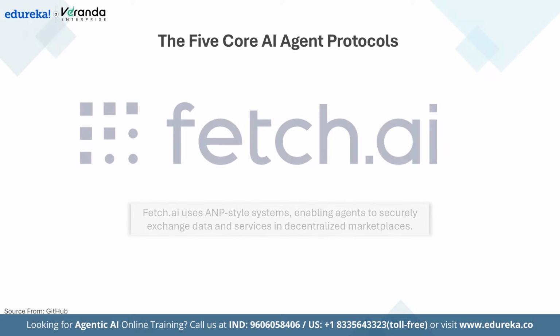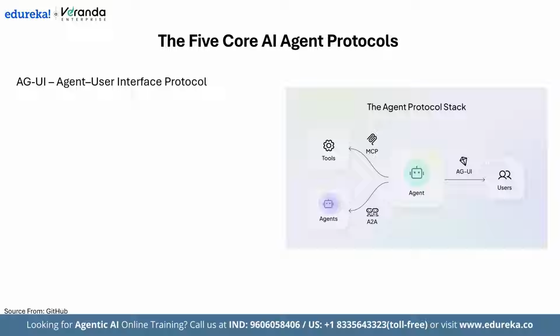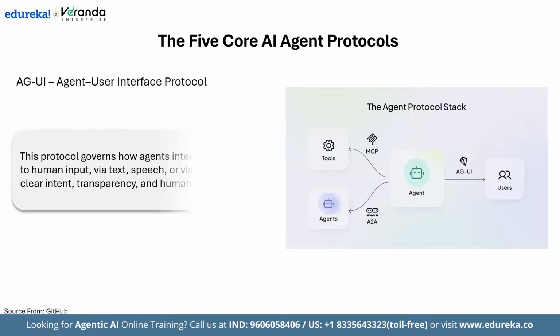Finally, let's talk about AGUI, or Agent User Interface Protocol, the bridge between humans and agents. This protocol defines how agents understand and respond to human input, whether it's through text, speech, or visuals. It focuses on intent recognition, clarity, and explainability, ensuring humans always stay in control. It is used in every interface you interact with, like voice assistants, customer chatbots, or AI copilots in software tools.